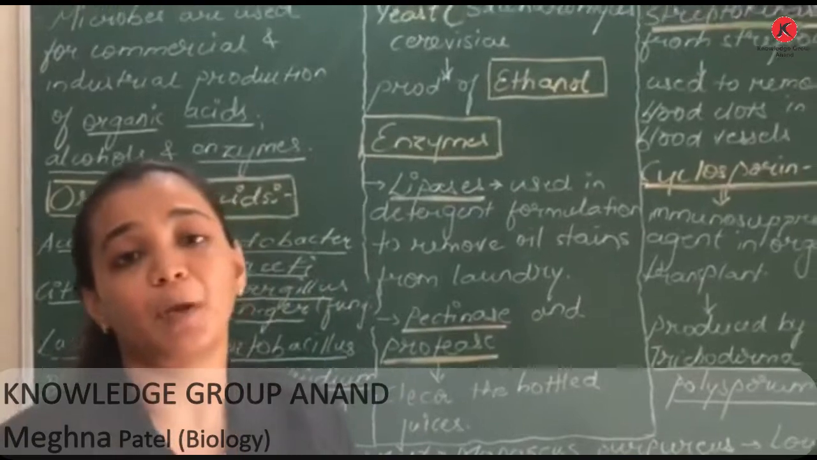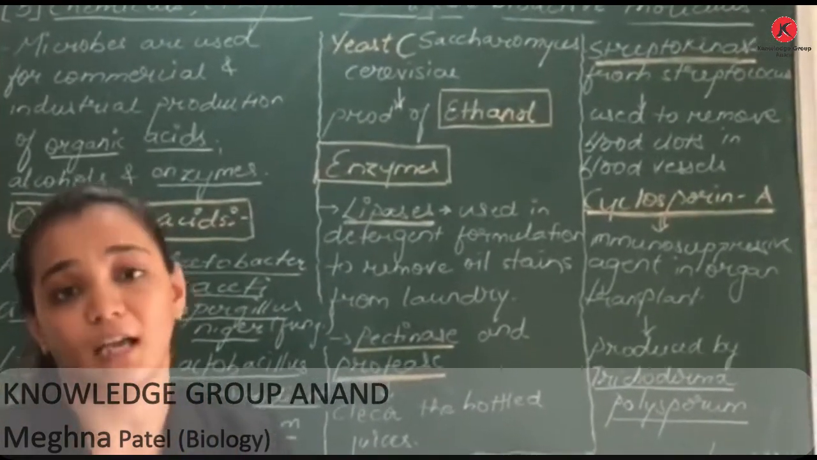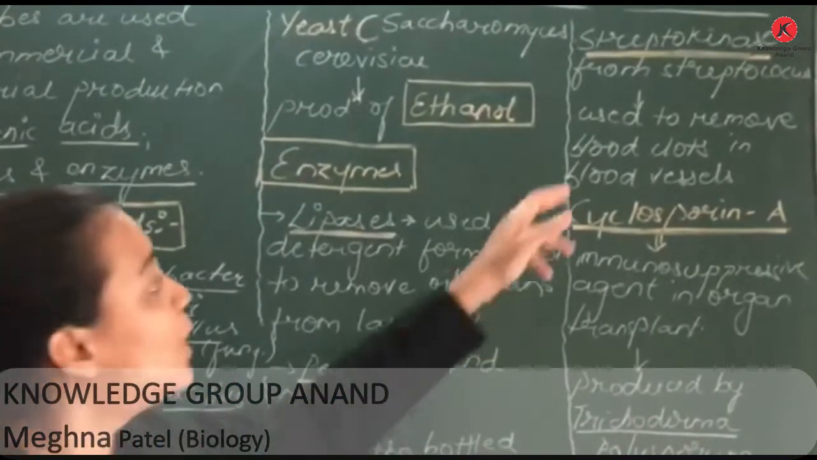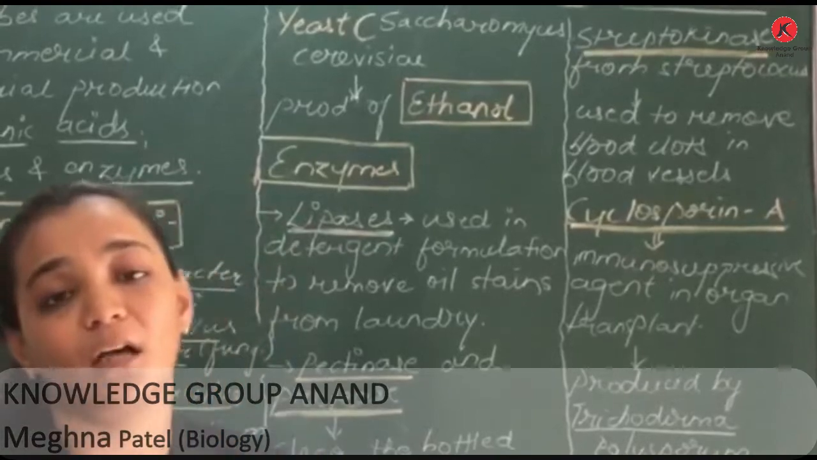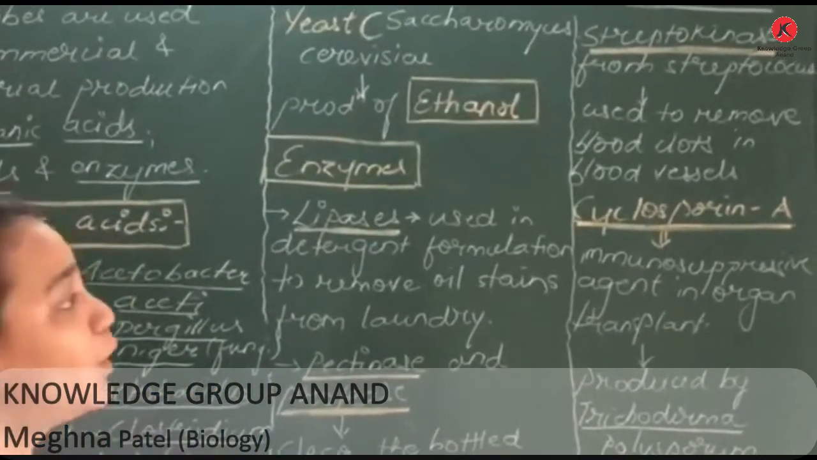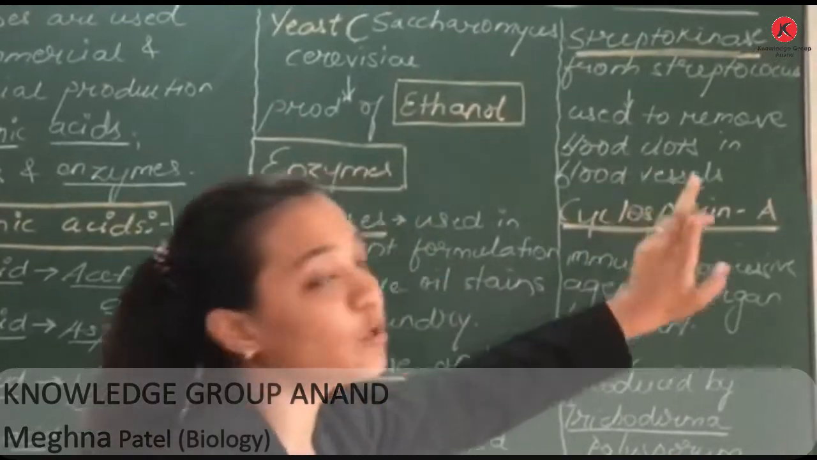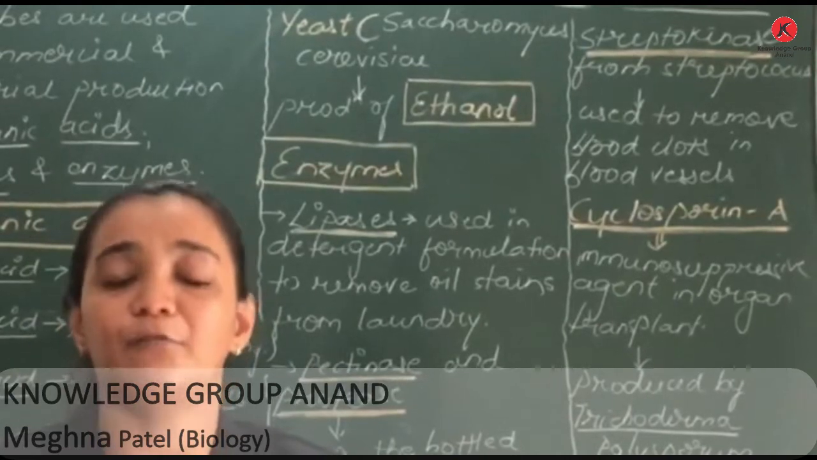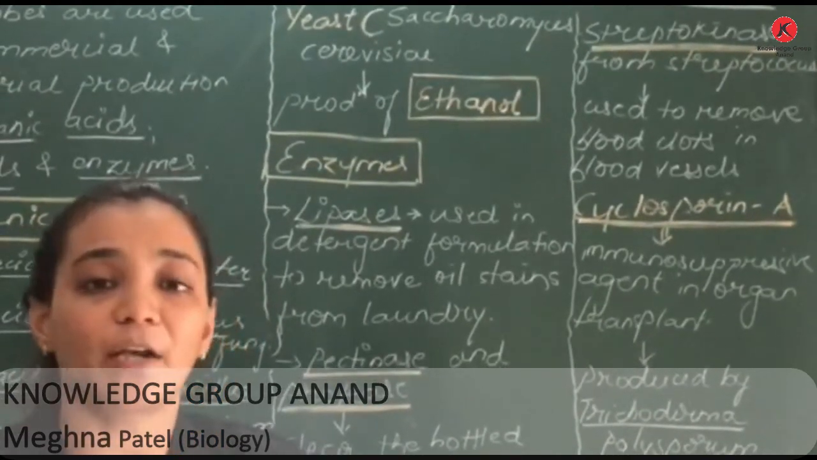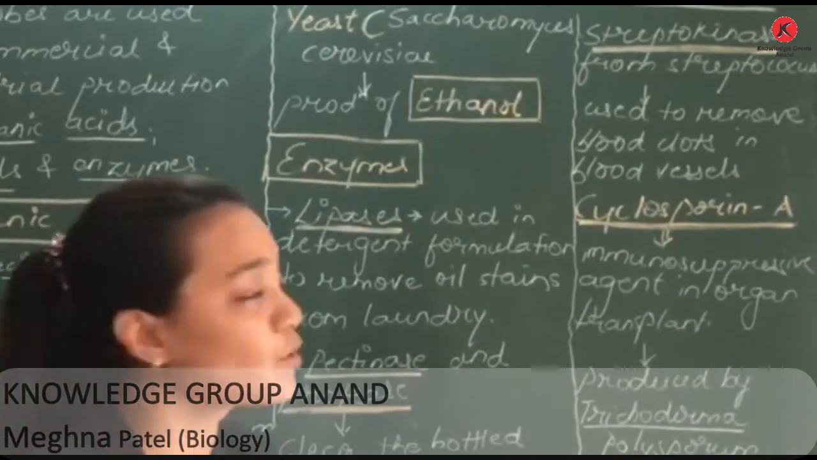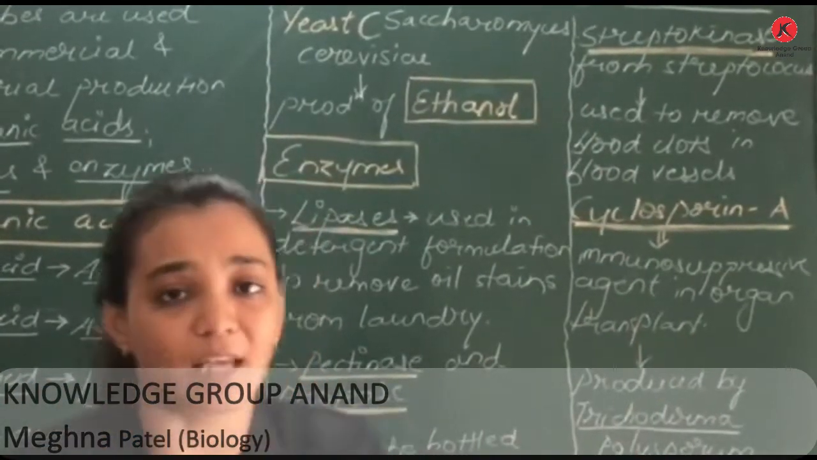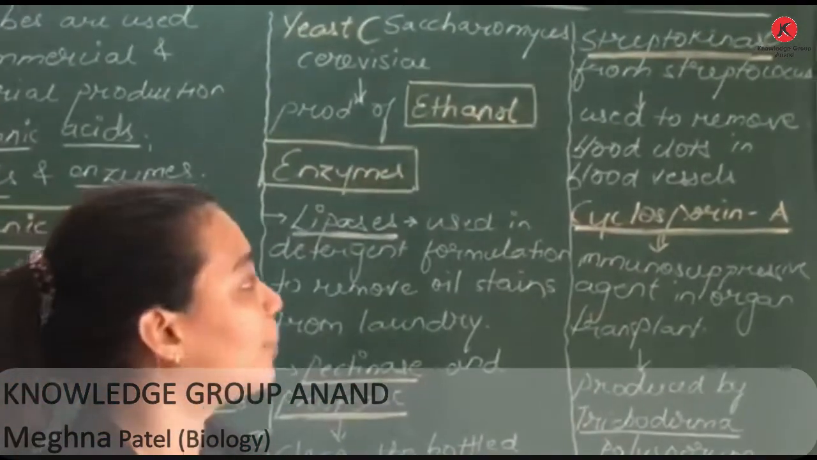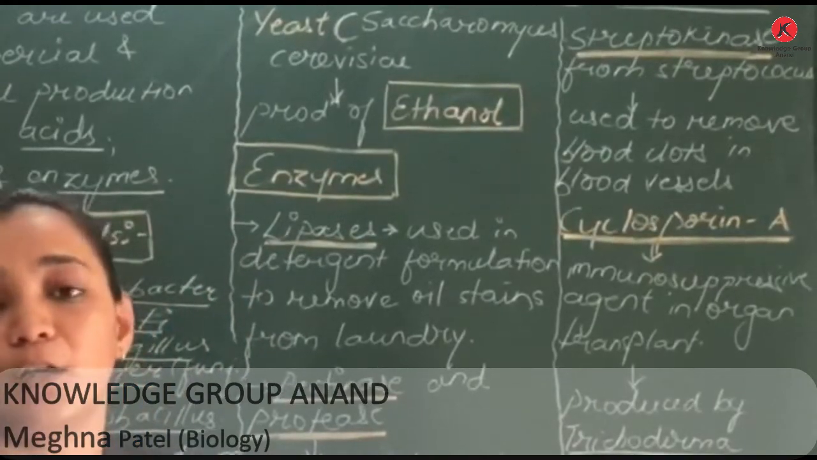Another enzyme is streptokinase. Streptokinase is made using the Streptococcus bacteria, and its use is to remove blood clots in the blood vessels. When blood gets clotted in the vessels, the doctor will inject a mixture containing streptokinase. So here we have discussed three enzymes: lipases, pectinases and proteases, and streptokinase, which is used to remove blood clots from the vessels.